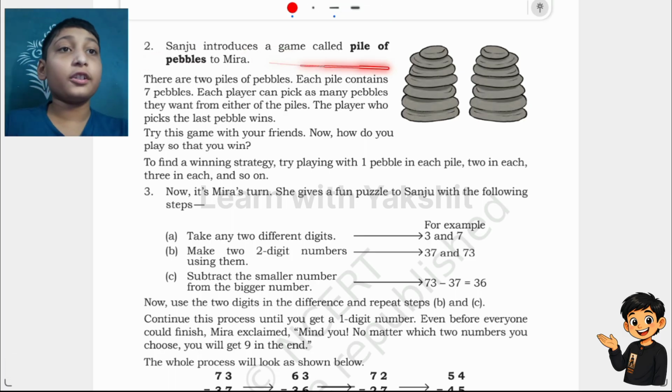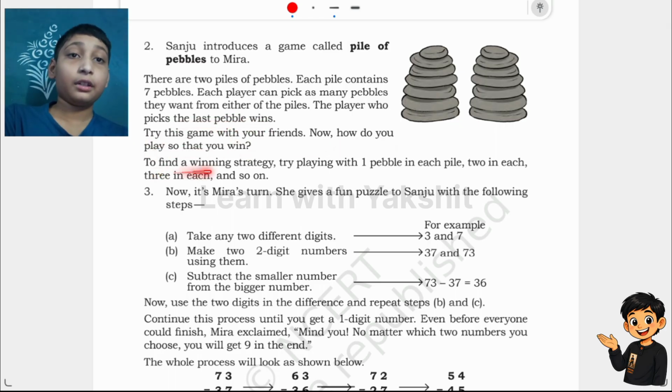Now, Sanju introduces the game Pile of Pebbles to Myra. You know that girl who was saying that river crossing puzzle? Yeah, now Sanju is telling her. There are 2 piles of pebbles, which you can see here. Each pile contains 7 pebbles. Each player can pick as many pebbles as they want from either pile. The player who picks the last pebble wins. Try this game with your friends.